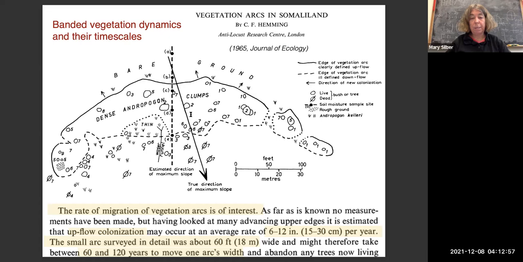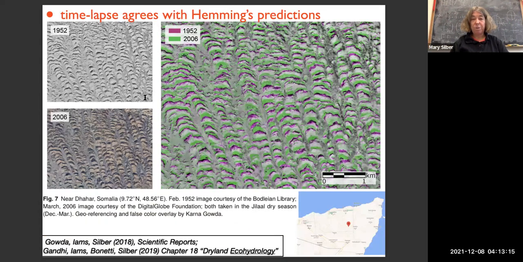This arc is 18 meters wide, and so it would take on the order of 60 to 120 years, is his projection, for it to move the vegetation arc's width. And you can actually go now and check those predictions. So this is an image from one of our studies where we took one of those 1950 aerial survey photographs, and got the corresponding one from high-resolution satellite data.